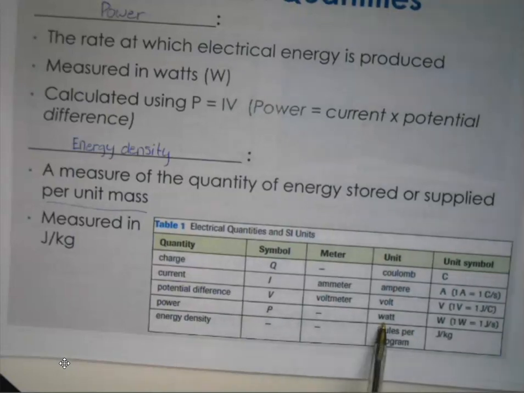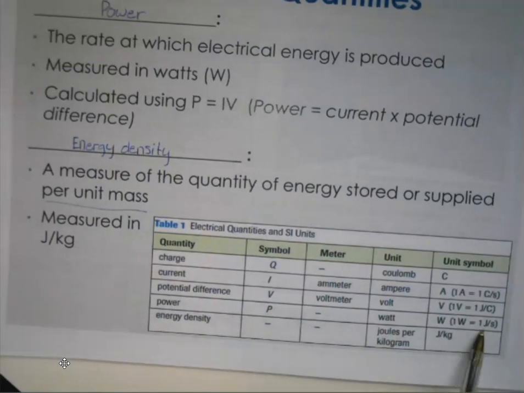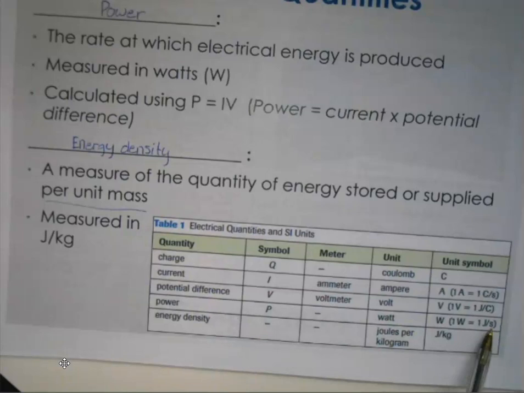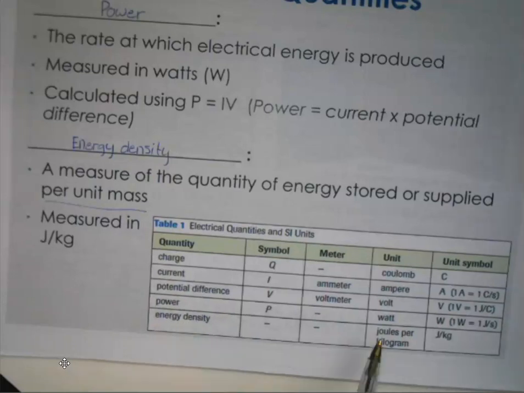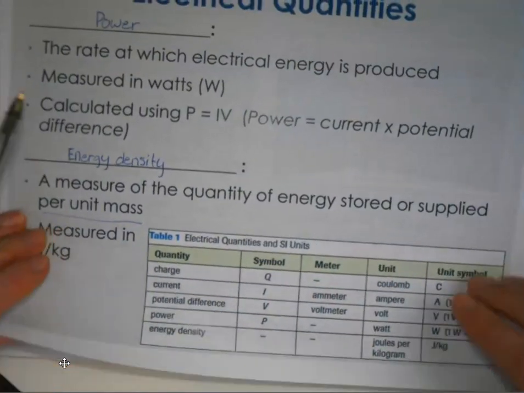So power is measured in watts or in joules per second. Again, this is helping us to remember what power is measuring. It's the electrical energy that's produced per unit of time. Okay, and then last of all, we have energy density, which I also believe is not in your data booklet, so you'll just have to know energy density is joules per kilogram.